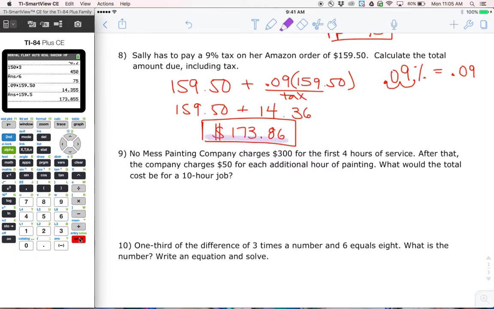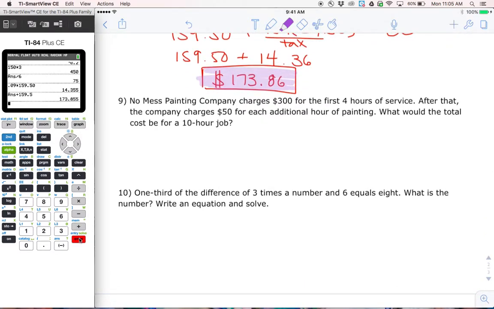Two more problems. No Mess Painting Company charges $300 for the first 4 hours of service. After that, the company charges $50 for each additional hour of painting. So what would the total cost be for a 10-hour job? We've got to break this down here. $300 for the first 4 hours, so no matter what, you're paying $300, and that includes 4 hours of service.